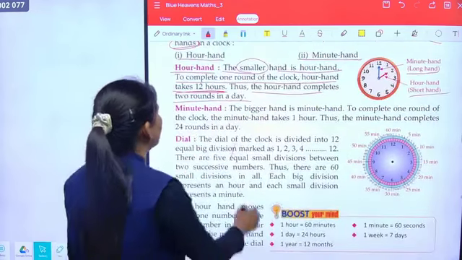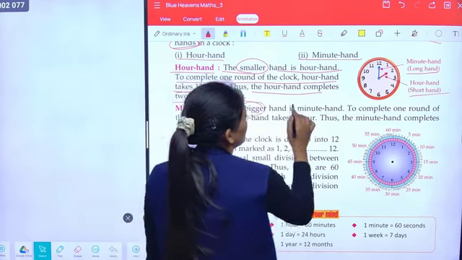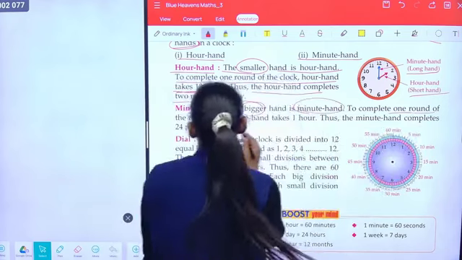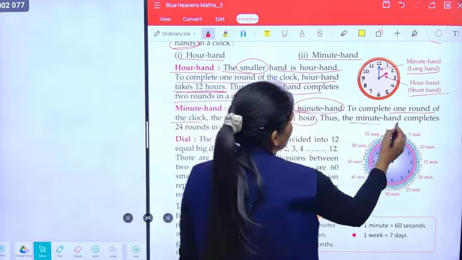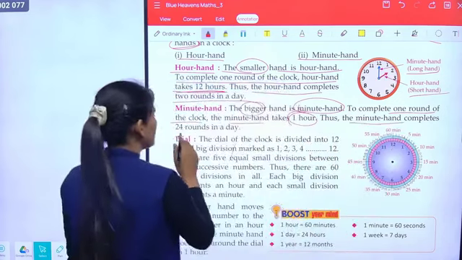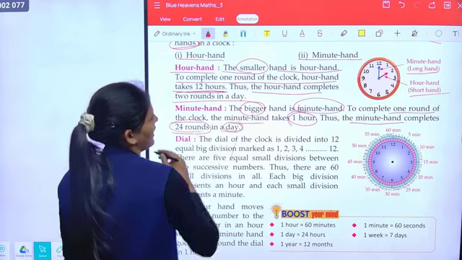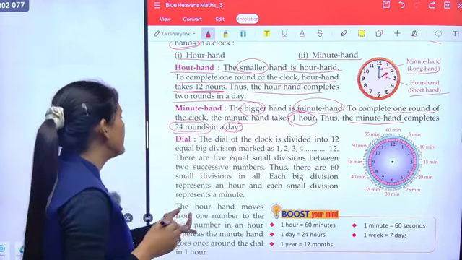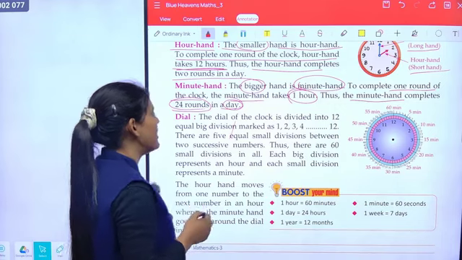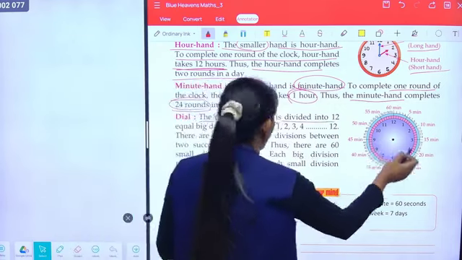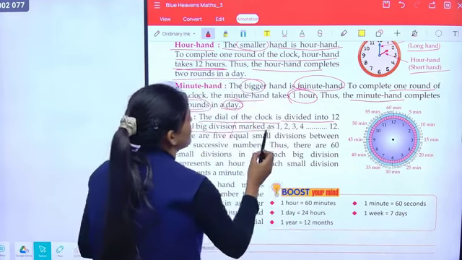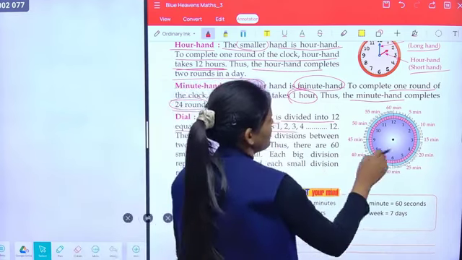Now the minute hand, the bigger hand. To complete one round of the clock, the minute hand takes 1 hour. Thus the minute hand completes 24 rounds in a day. Now dial. Class, what is dial? The dial of the clock is divided into 12 equal big divisions marked as 1, 2, 3, 4 and so on till 12.